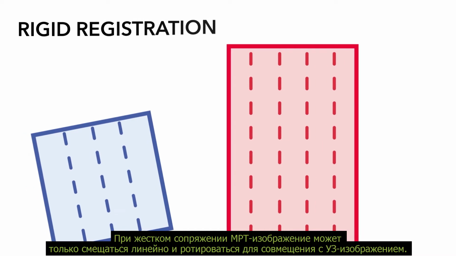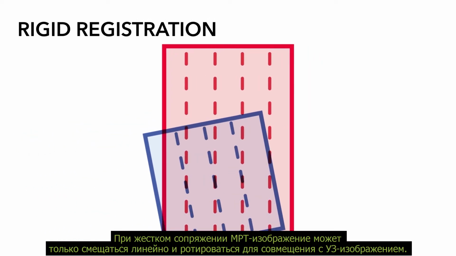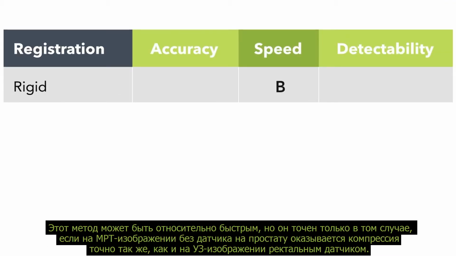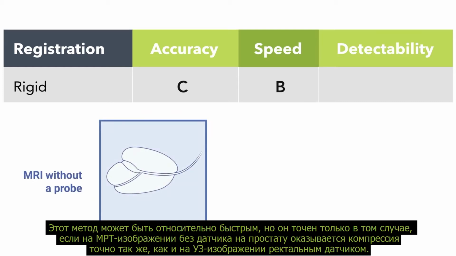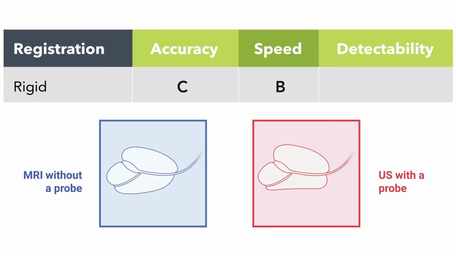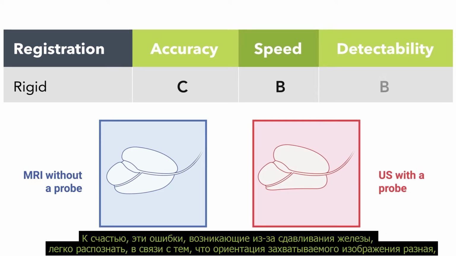Rigid registration simply means that the MRI is allowed to only translate and rotate in order to match the ultrasound. This method can be relatively fast, but is only accurate if the prostate is compressed the same in the MRI image without a probe as in the ultrasound image with a probe. Fortunately, these errors due to compression are easy to detect.